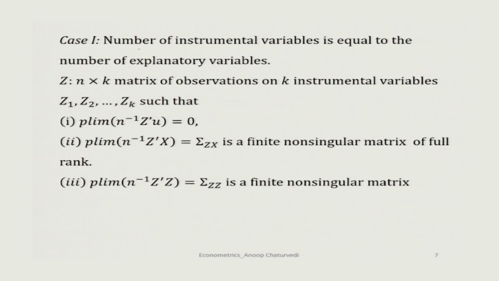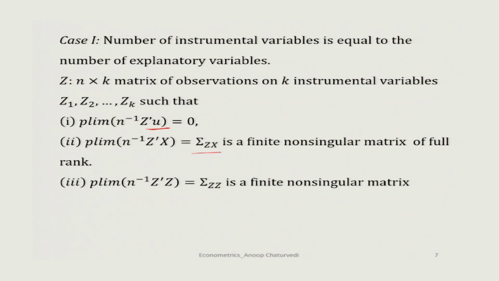The first case is when the number of instrumental variables is equal to the number of explanatory variables. So, suppose Z is an n cross k matrix of observations on k instrumental variables Z_1, Z_2, ..., Z_k, such that the probability limit of n inverse Z transpose u is equal to 0. Means these instrumental variables are uncorrelated with the disturbance term u, at least in the limit. And then we also assume that the probability limit of n inverse Z transpose x is equal to sigma_zx, and this matrix is a finite non-singular matrix of full rank.